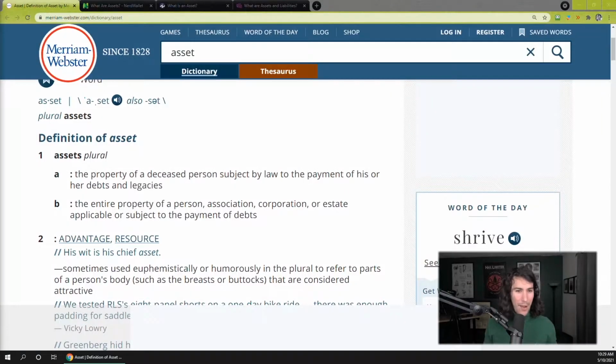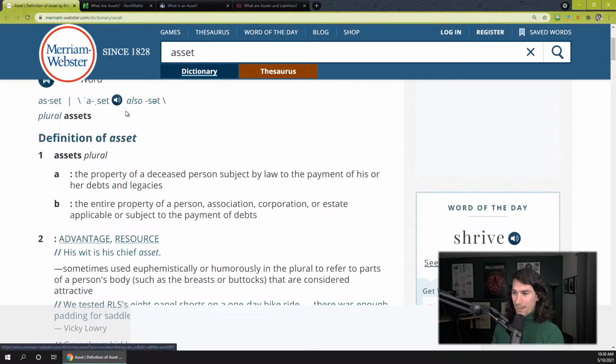Before we get to what the actual definition of an asset versus a liability is, let's look at how the world and everybody else defines an asset. According to Merriam-Webster, an asset is the property of a deceased person subject by law to the payment of his or her debts and legacies. All right, that's fair. Asset. Thank you. And I actually think the only real definition of an asset here is actually two.